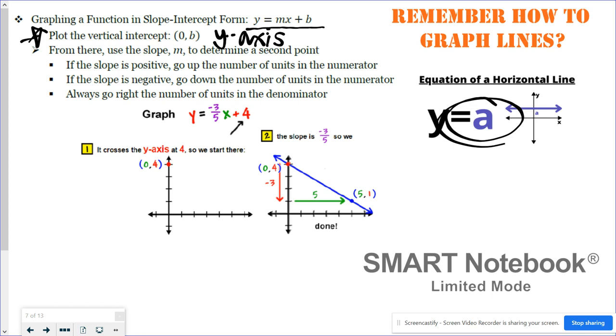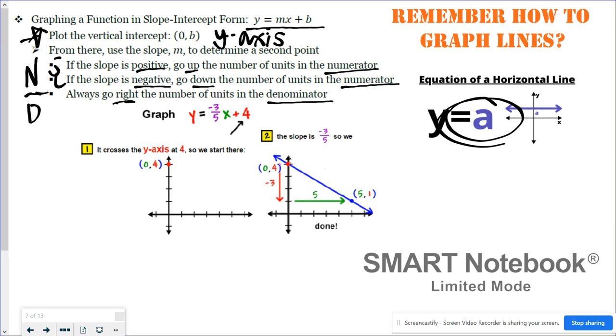So the first thing we do is we address the number in the numerator of our slope, and then we will address what's happening in the denominator. If the slope is positive, you're going to go up the number of units in that numerator. And if it's negative, you're going to go down the number of units in the numerator. Okay. Always go right the number of units in the denominator.